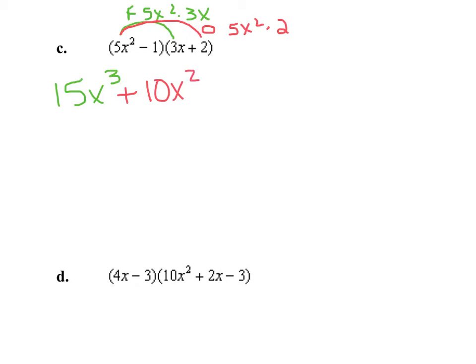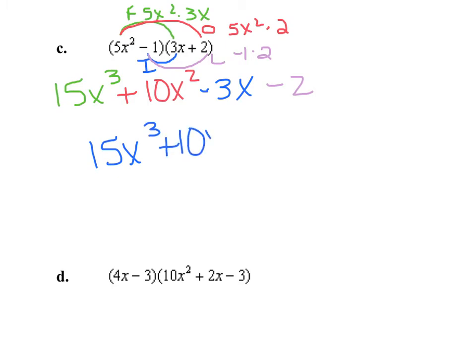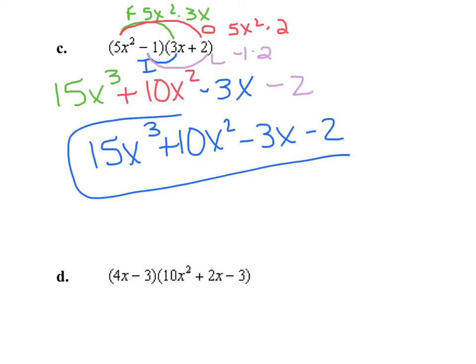And then we have negative 1 times 3x. That's our I, so that would be a minus 3x. And then for our L, we have negative 1 times 2, which is a negative 2. And now I'm going to look to see, do I have any like terms? I don't. So I'm just going to go ahead and write this in standard form. 15x to the third power plus 10x squared minus 3x minus 2. And that would be my final answer.